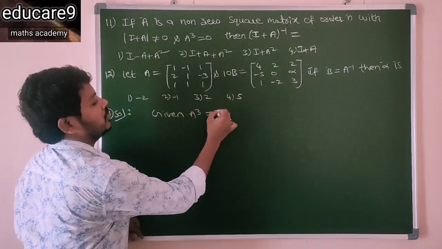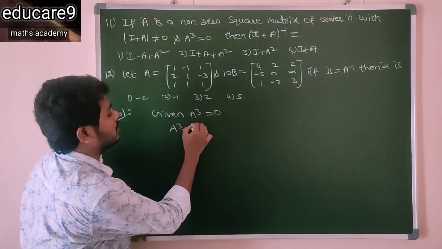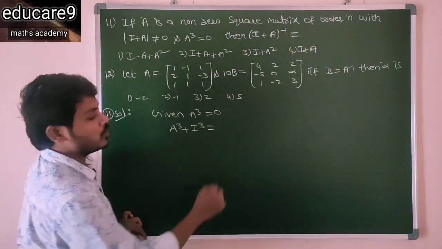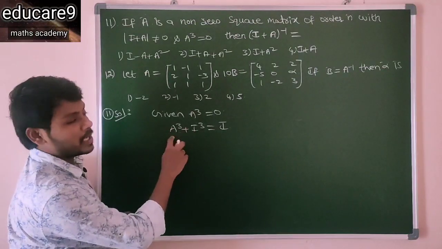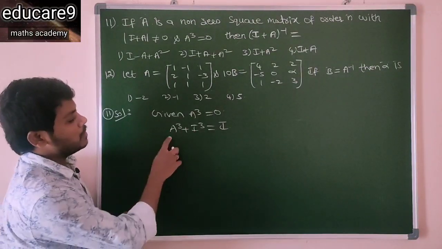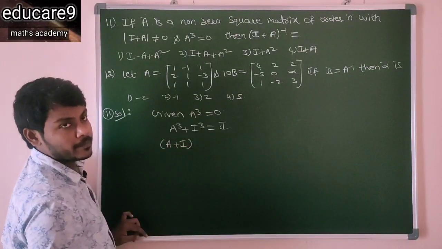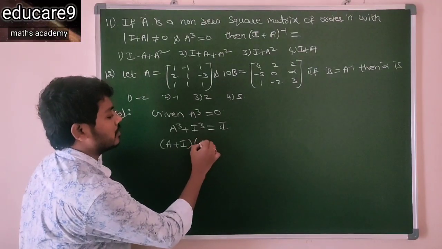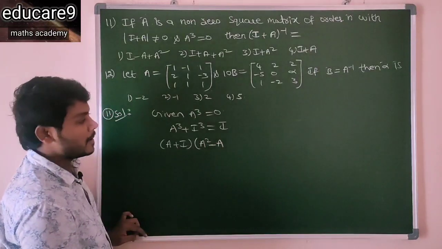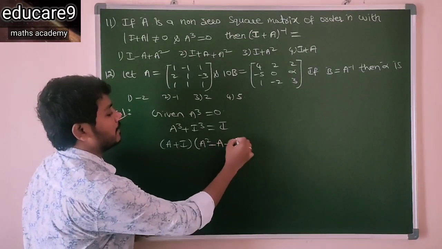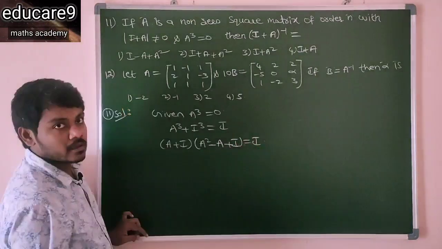A cube is equal to 0. So add I cube on both sides. So what do you get? A cube plus I cube. So 0 plus I cube is what? Identity matrix. Now write it in the form of A cube plus B cube. So A cube plus B cube is written as (A plus I) into (A square minus A into I, that is A, plus B square, that is I), which is equal to the identity matrix.